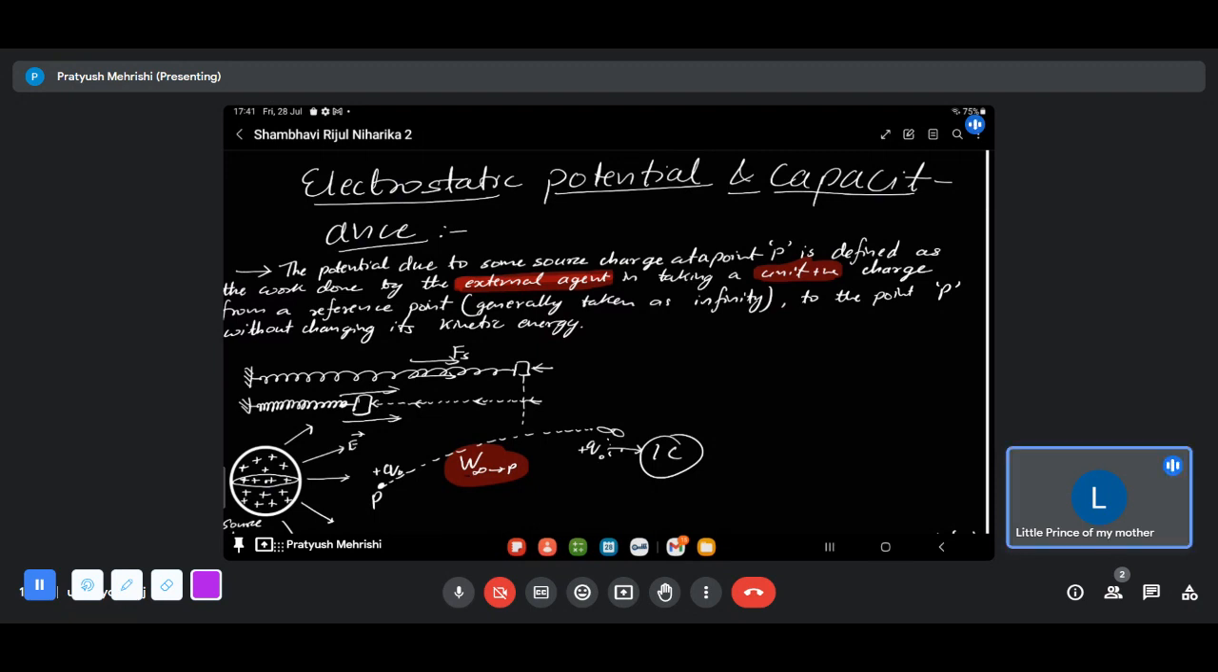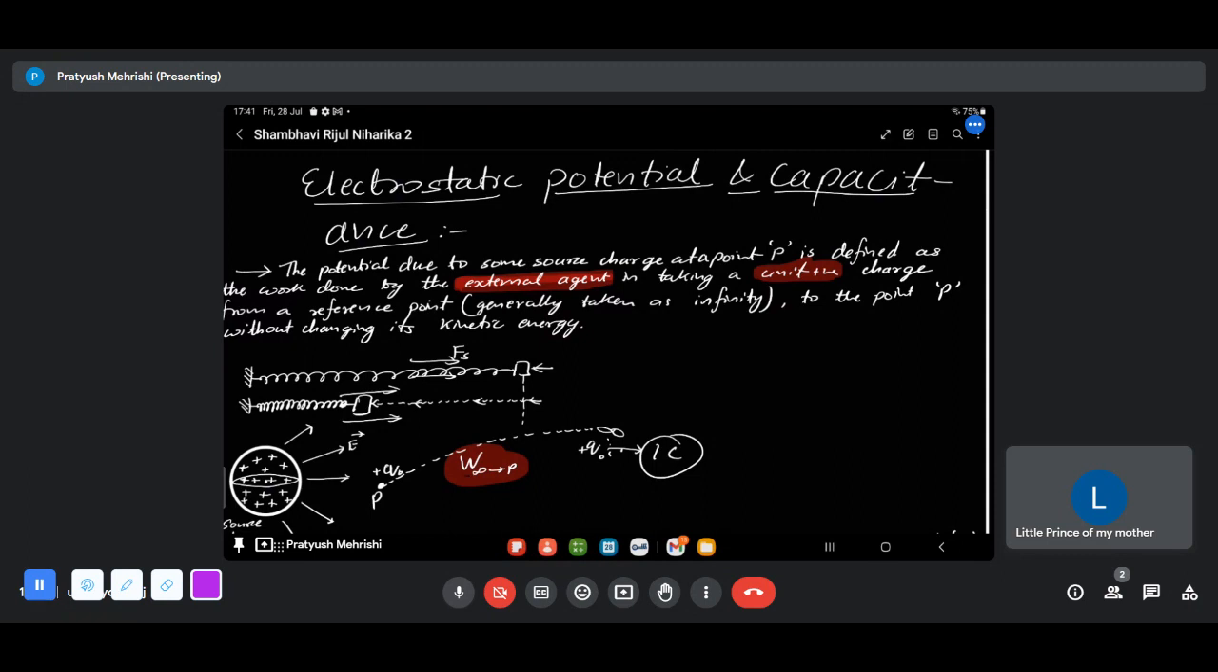See, if you do the work against that force, it will get stored, no, sir. That is called potential. That is potential or potential energy. So the work done will be stored in the form of potential energy. We can say like that. Yes, but the same is the definition for potential, is it not? The same as the definition of potential.